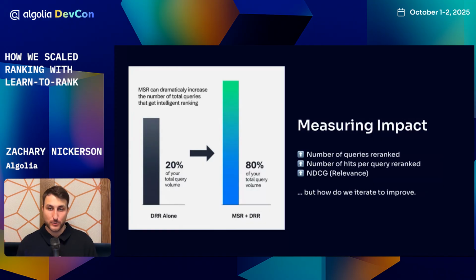When we apply these learnings, we can dramatically increase the total number of queries that get intelligent ranking. We take the percentage of queries with re-ranking on them from about 20% of your total query volume to about 80% of your total query volume. We can also increase the number of hits per query that are re-ranked. You can imagine multi-signal ranking combining with dynamic re-ranking on top when there's a thin number of re-ranked results, and it can create even more re-ranked hits for that single query. So we have both horizontal and vertical extensions of reach for re-ranking.